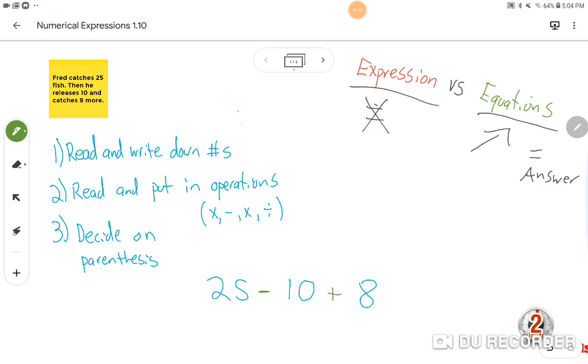Now you have to decide, do you need parentheses? Well, in the order of operations, if you have subtraction and adding, they're equal, so you just move from left to right. So technically you don't need parentheses. If you wanted to, you could put them here because this happens first. Notice I do not have an equal sign because all I need to do is do the problem.